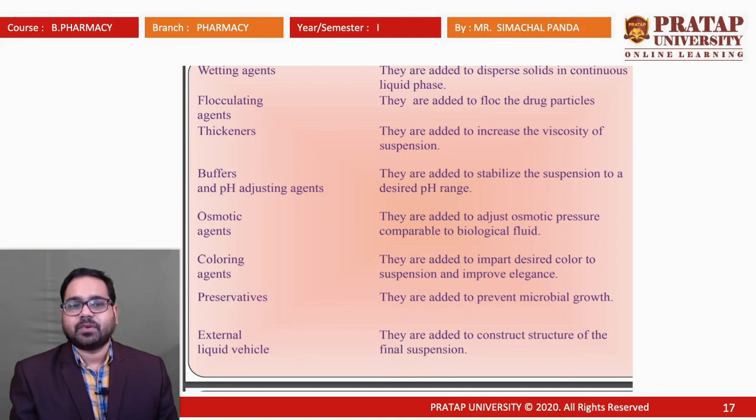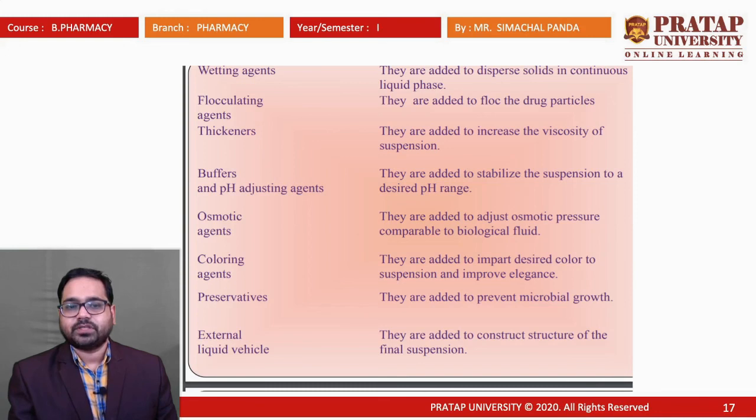We can add some amount of coloring agent because we have to improve the organoleptic characteristics, that is the color, odor and taste. If the suspension color is not uniform, and if kids are taking it, then it is not acceptable to them. So in order to enhance the elegance of a suspension, we use a particular type of color which is approved by the FDA.